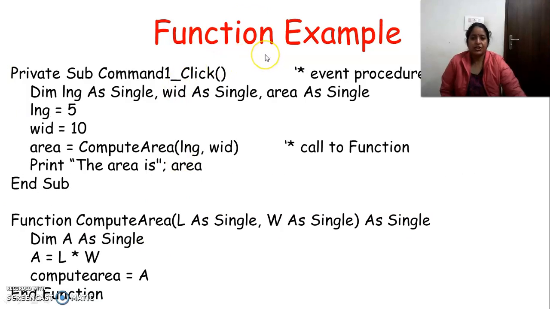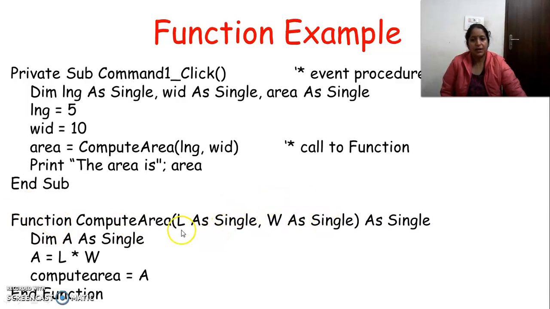Now this is the function example. ComputeArea is the function. Function is the keyword. Before function, no visibility mode is specified, so Visual Basic sets its visibility mode to public.